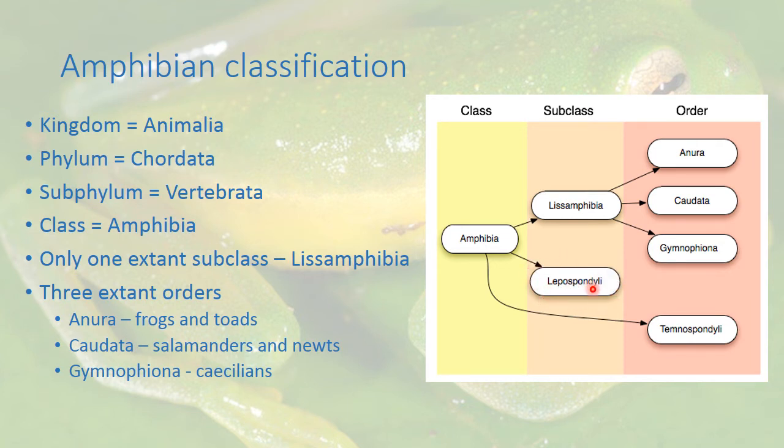There's no currently living species from that subclass, so there's really just the one subclass, Lissamphibia, and 3 orders within that subclass, and these are the 3 that we're going to talk about. There's this other order, but it is also extinct, so these are the 3 extant orders. And the Anura is the frogs and toads, Caudata is salamanders and newts, and Gymnophiona is the Caecilians.